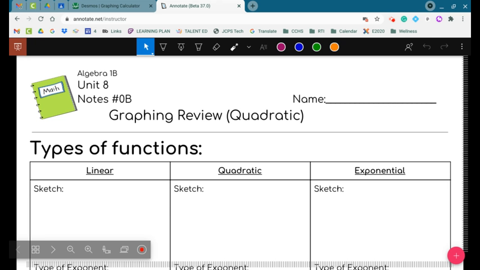Okay, today we're going to cover notes number 0B, which is going to be our second graphing review for Unit 8, before we get started with new notes next week. This one's going to go over the quadratic. So let's first review our types of functions.